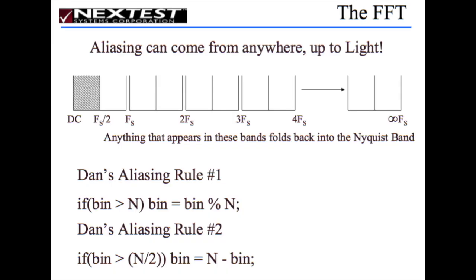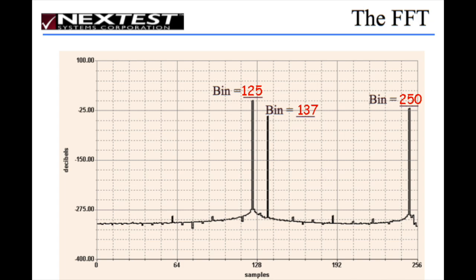So we do the math. The aliasing rule number 1 is: is that number greater than 512? No, it's not. Okay. Is it greater than N over 2? Yes, it is. So we say 512 minus 375 is equal to 137. So that's bin 137. That's where the alias goes, bin 137.